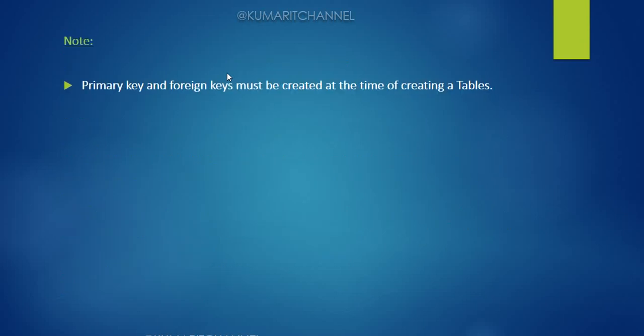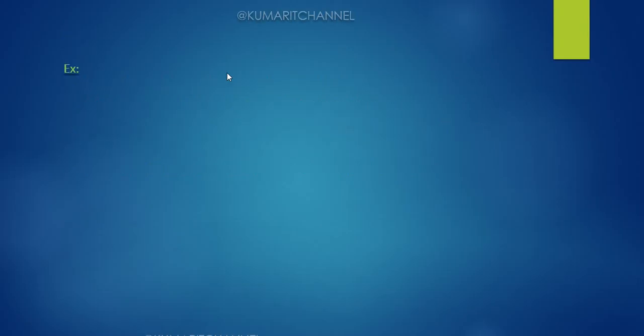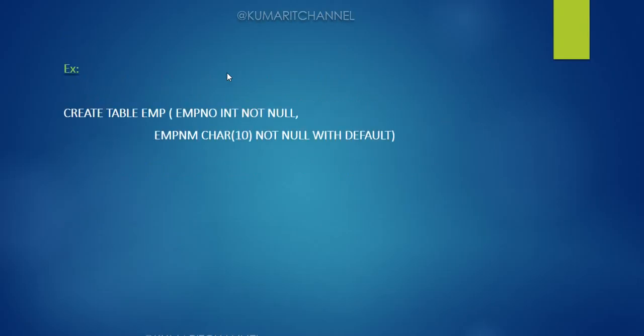Now we'll also see the difference between primary key and foreign key. Primary key and foreign key must be created at the time of creating a table. Obviously, you cannot create them later; you have to create them while creating the table itself. All primary columns must be created with not null. All non-primary columns must be created with not null with default. Not null with default will assign default values such as numeric zeros. A foreign key should be created at the time of creating a child table, right? Obviously, create table. Let's look at an example.